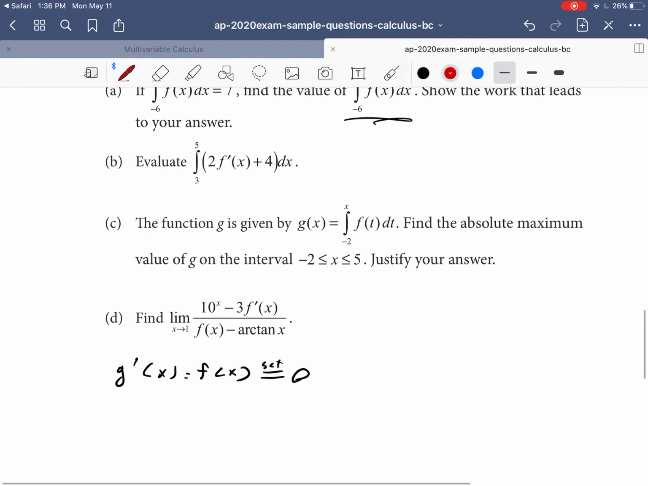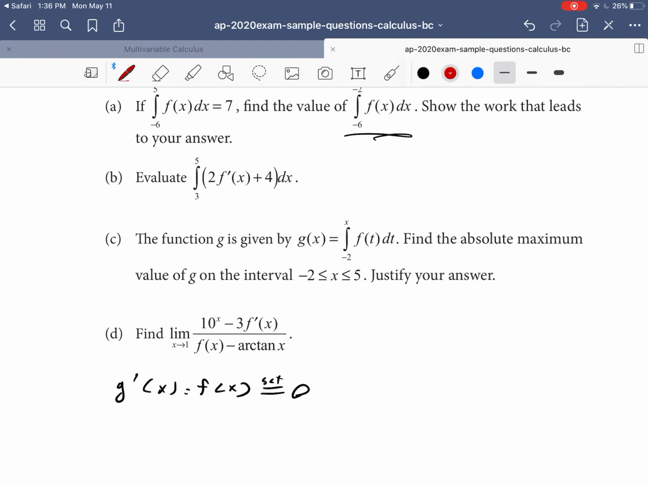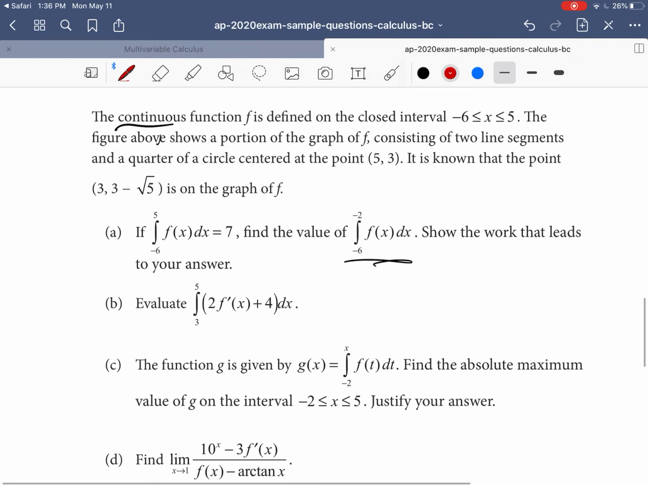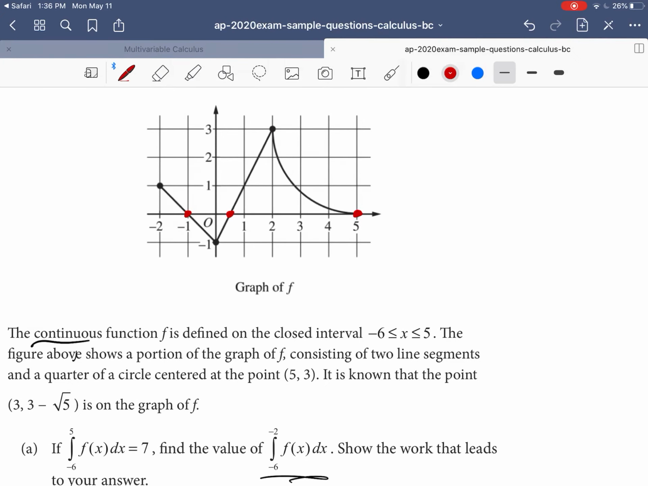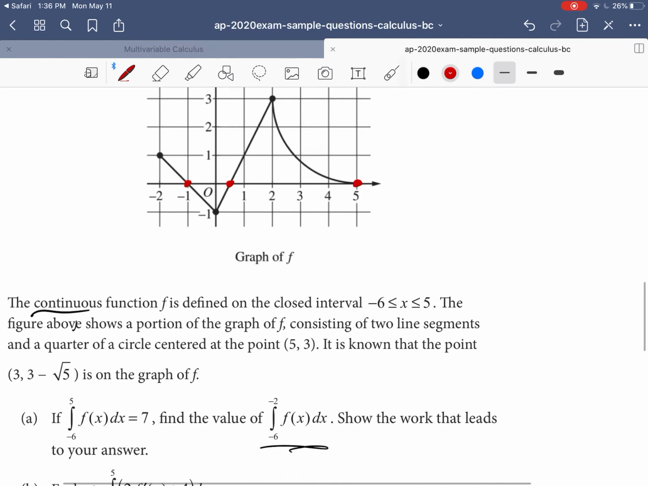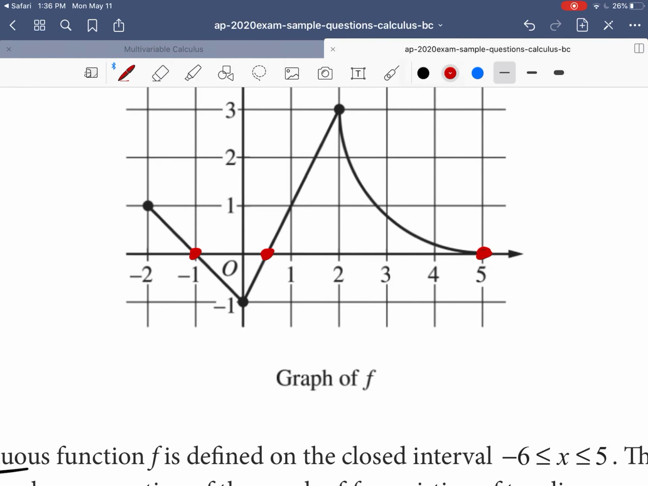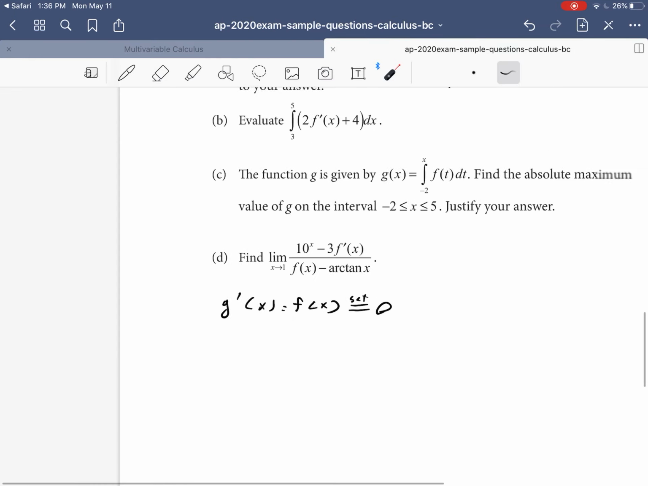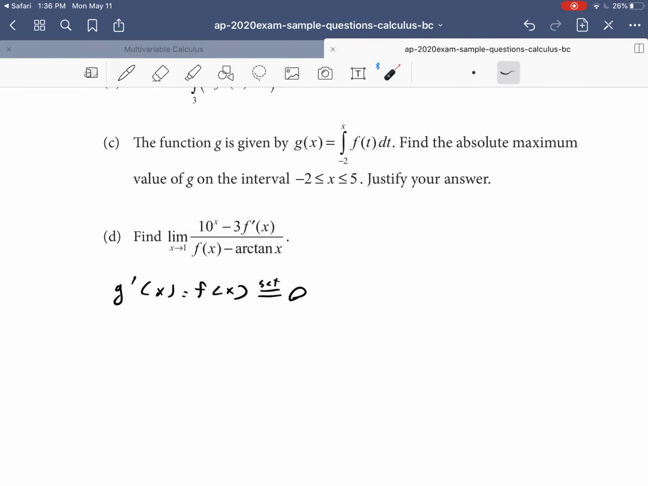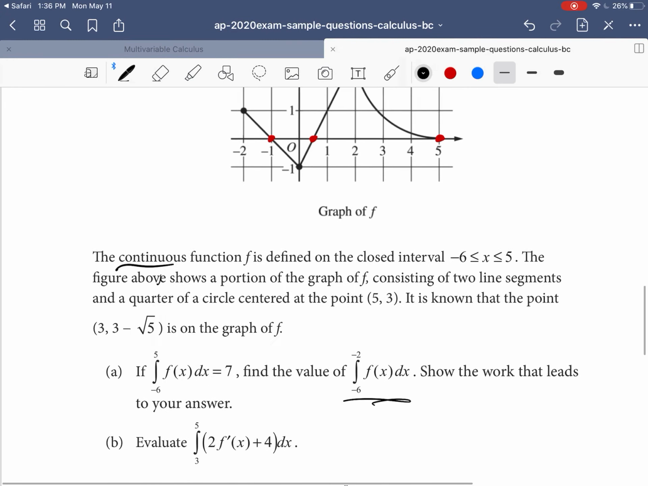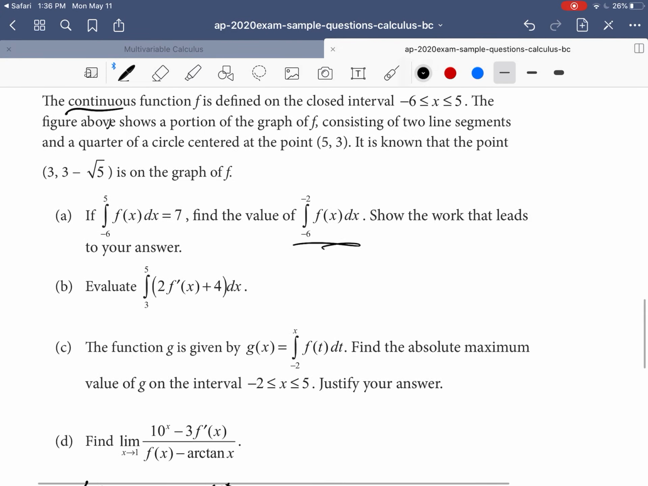And so now we just need to plug those critical points into g, because that's what we're finding the absolute maximum for. We're just going to pick the largest value. So this point is obviously x equals negative 1. This is x equals a half, and this is x equals 5. So those are our critical points that we're going to plug in.